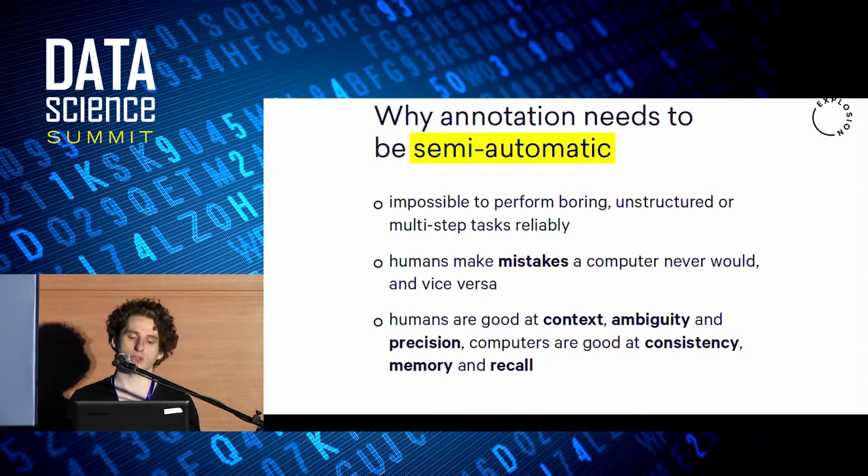So in particular, we'd say humans are good at context, ambiguity, and precision, while the computers tend to be better at things involving consistency, memory, and recall. And so if you ask a human to basically make the same decision like 1,000 times in a row, they're not going to get it right 1,000 times in a row. Whereas if it's simple, then a computer can augment that and make sure that they're more accurate. So it's good guide rails for people to be working with as well.